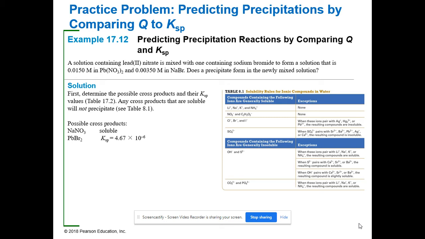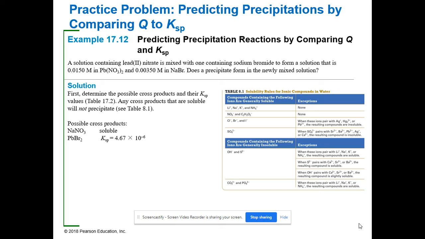Our other product we could get is our lead combining with our bromine. So we're going to get lead 2 bromide. Lead 2 bromide, let's see. Well, it says bromine. Okay, bromine looks like it's generally soluble, except when we look to the right, when paired with these ions, and lead is there. So therefore, lead 2 bromide is not soluble.